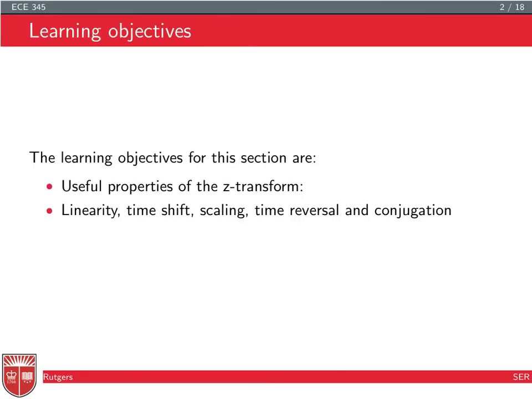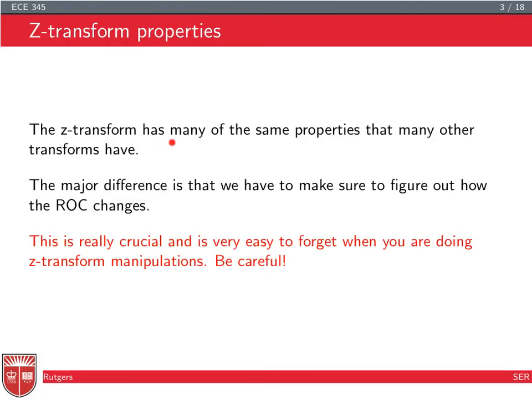So we're going to cover important properties of the Z transform, and in particular here, in this first part of the lecture, I want to talk about linearity, time shift, and scaling. Many of the properties that we'll talk about you've seen already with other transforms such as the Laplace transform. Maybe the main difference here is that you have to talk also about the region of convergence. That's the main difference when it comes to the Z transform.